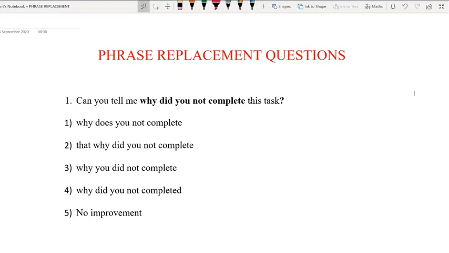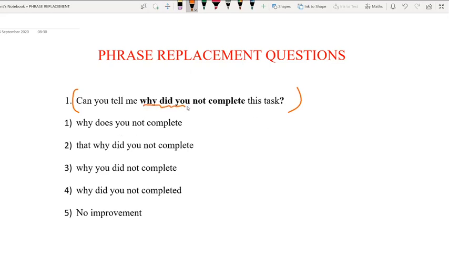So here I have come with a few phrase replacement questions and very useful questions from the exam perspective. So let us start them straight away. I am sure you must have understood what you are supposed to do when you end up getting sentence improvement or phrase replacement questions. Okay, as you can see, here is a sentence, right?